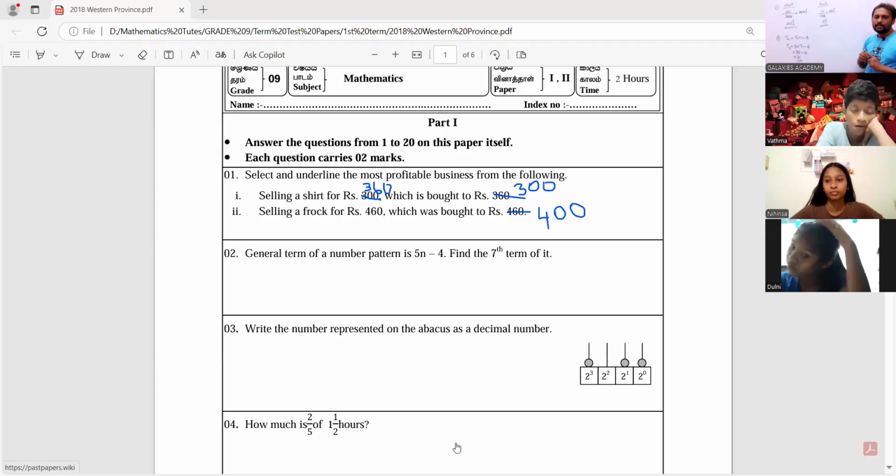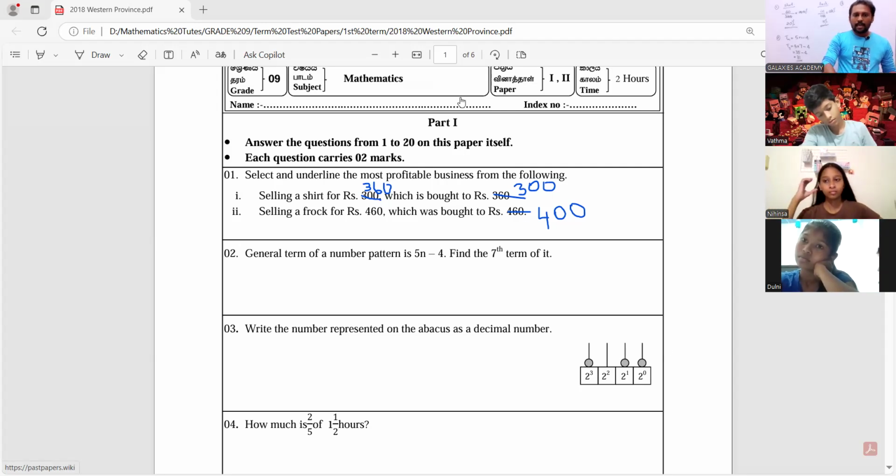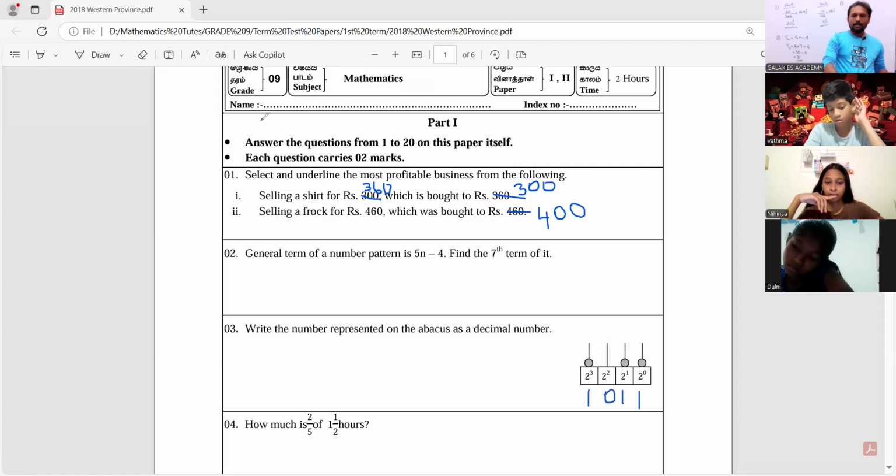Right. Then let's go to the third question. Third question is given from binary numbers. Write the number represented on the abacus as a decimal number. A binary number is given. What is this binary number? You can write this binary number like this: 1, 0, 1, 1. Okay, this is the given binary number: 1011 base 2.